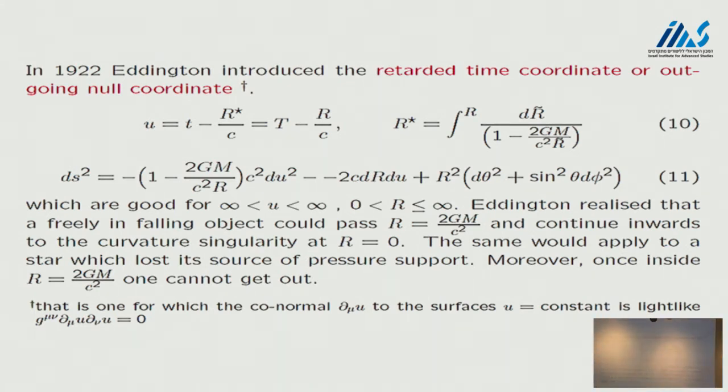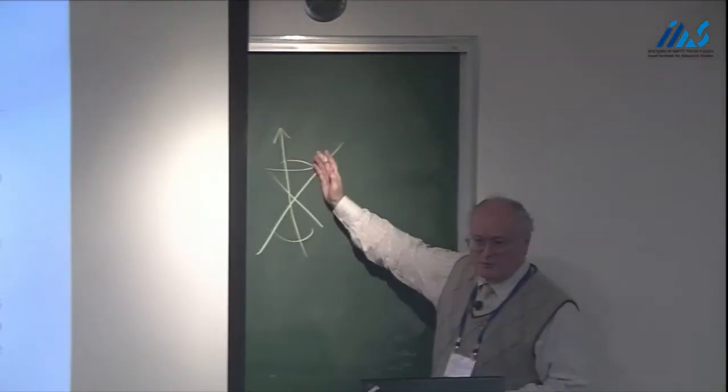So it's a light-like surface, and such a light-like surface is such that the light cone goes like this. And so if you're on a time-like geodesic and you pass that, you can't go back.